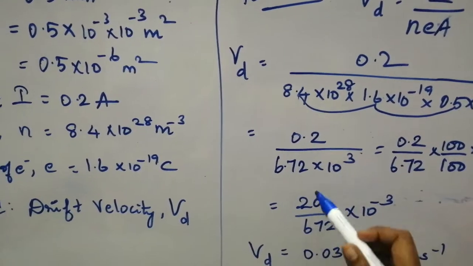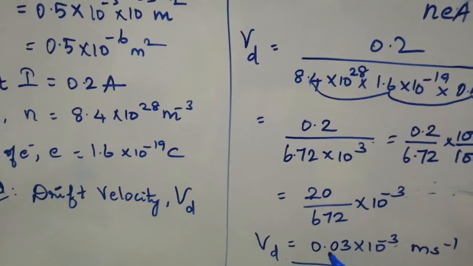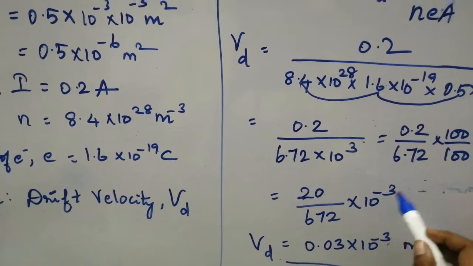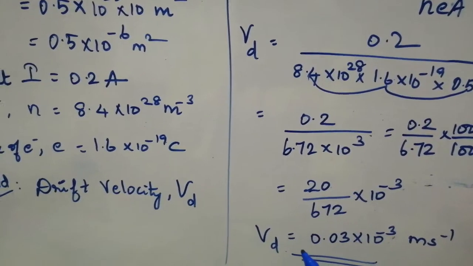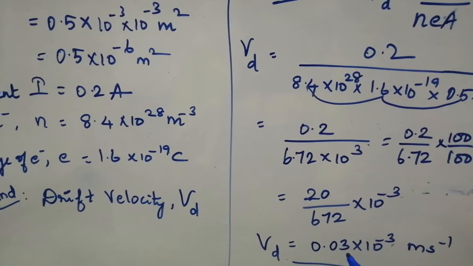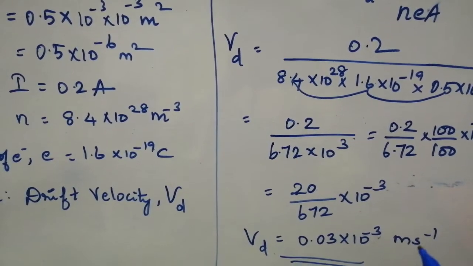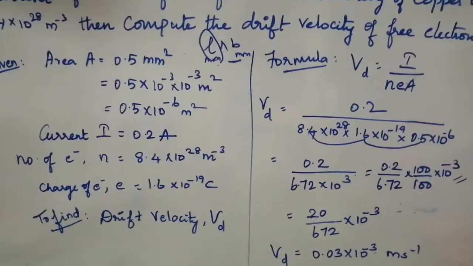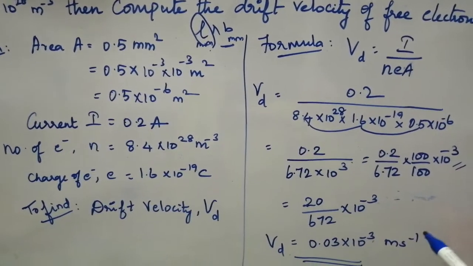If you divide this, you will get the answer approximately equal to 0.03 into 10 to the power minus 3 as such. So my drift velocity Vd equal to 0.03 into 10 to the power minus 3 meter per second is the SI unit. So we have found the drift velocity now. Is it clear? Yes. Thank you.